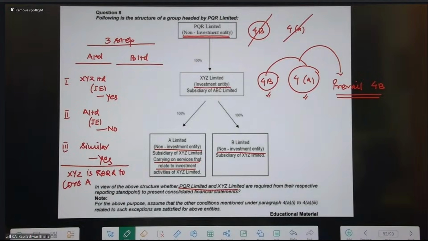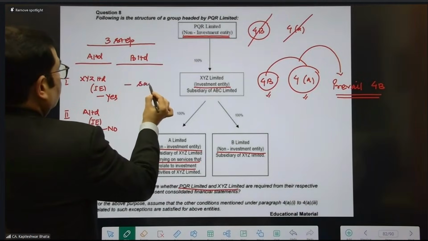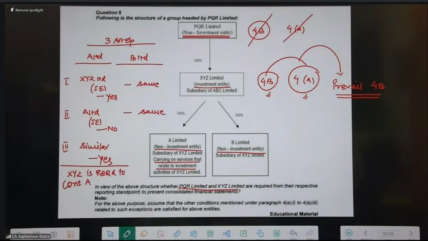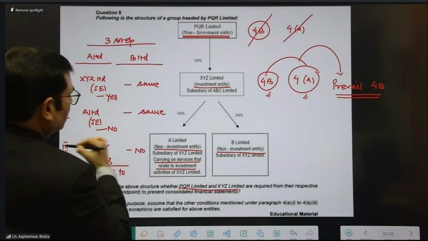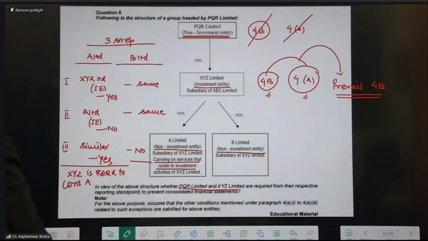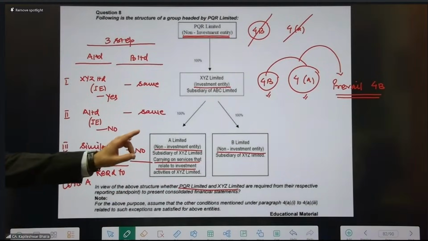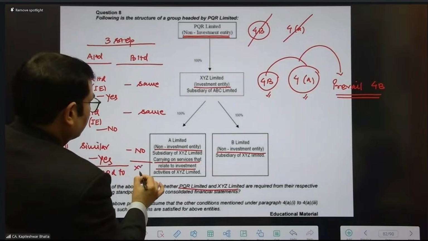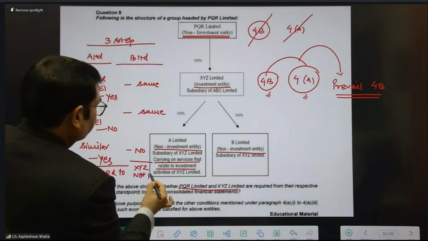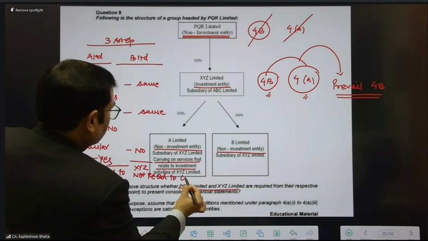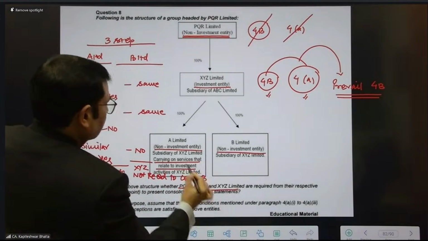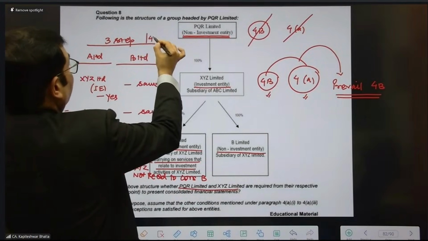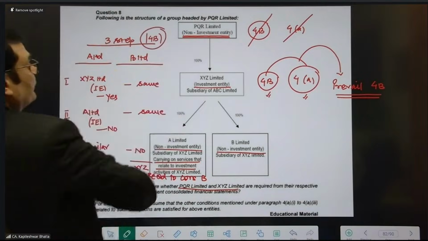Now let's make a walkthrough for B. This condition remains the same and this condition also remains the same. But what about the services? Nothing is given. So can I say services are not similar? And if they're not similar, is XYZ required to consolidate B or not? No, sir. No. So we can say XYZ is not required to consolidate B. Okay, so this gives me the analysis in terms of the three-step model evaluating para number 4B in this particular case.